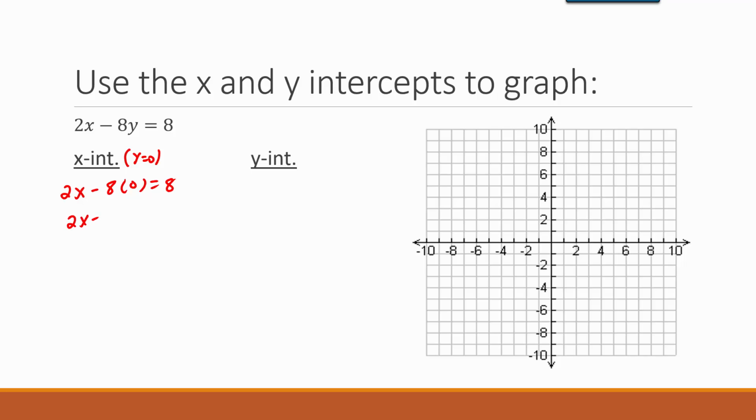So 8 times 0 is 0. 2x minus 0 is simply 2x. Then divide by 2, and x equals 4. So when y is 0, x is 4. That is our x-intercept, (4, 0). So from the origin, I would go to the right 4 places and put a point. That is my x-intercept.